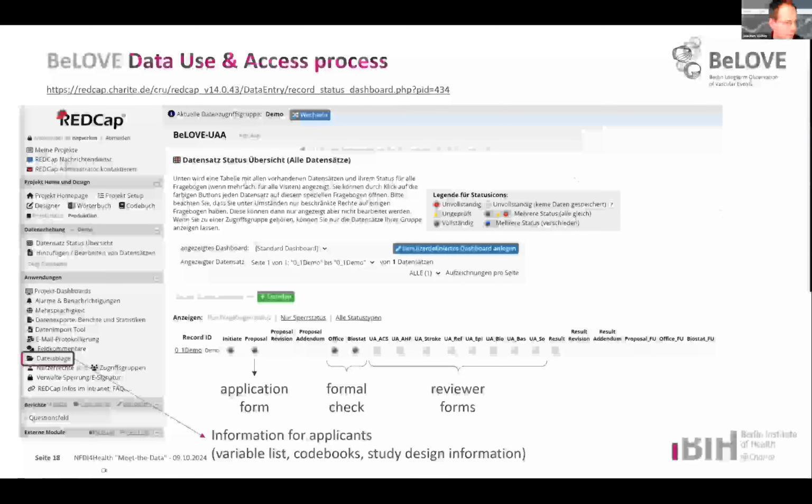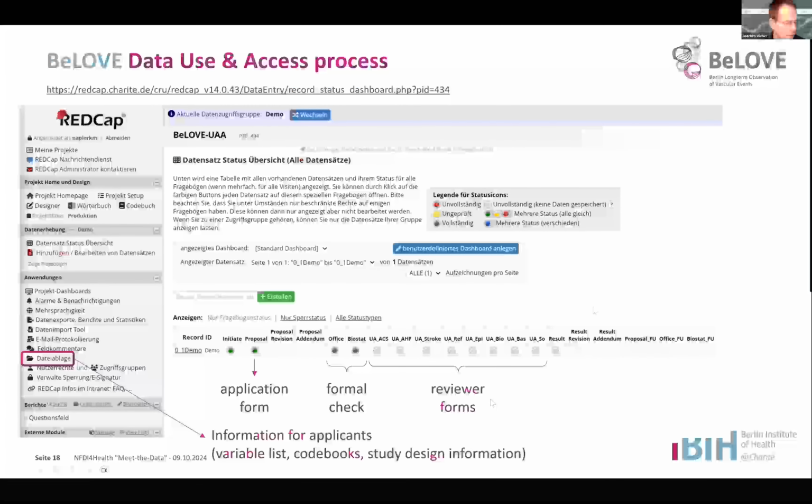So this is only the graphical interface of REDCap. You know it, I think. There are also some additional informations for applicants. For example, a variable list, code book, study design information, and so on, in a file in a folder here, and then we have a documented and transparent process.